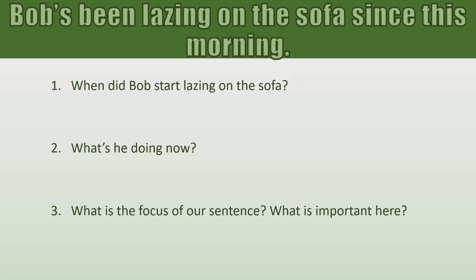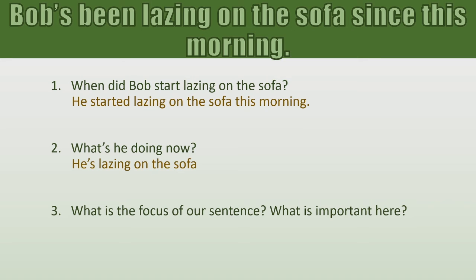So, if you don't know what the answers are, take a moment. No, take more time. Just pause it here. All right, so when did he start lazing on the sofa? Well, we have a time phrase. What's the time phrase? The time phrase is since this morning. So we know that he started lazing on the sofa this morning. What's he doing now? Well, this is a perfect tense and we have a continuous aspect. He's lazing on the sofa now.